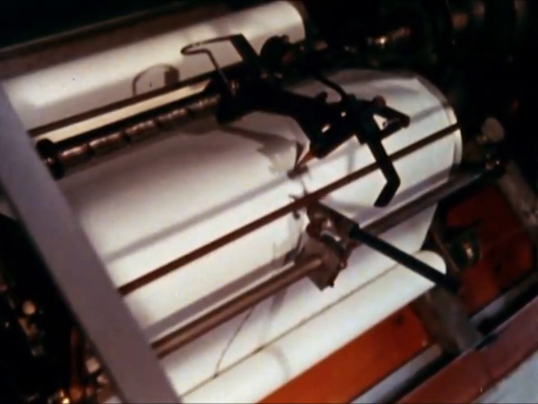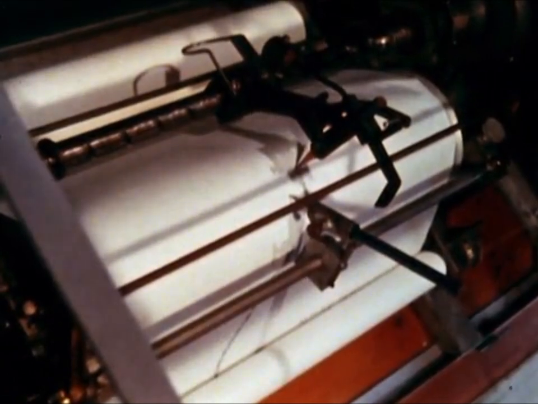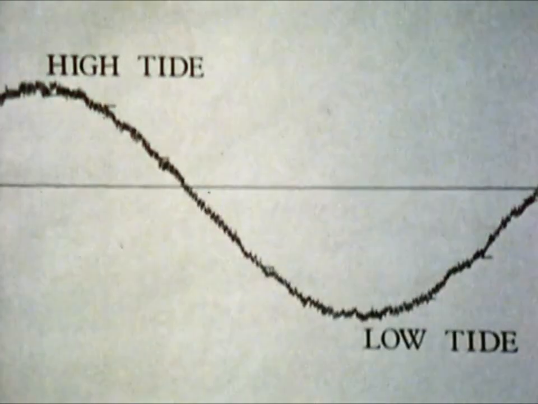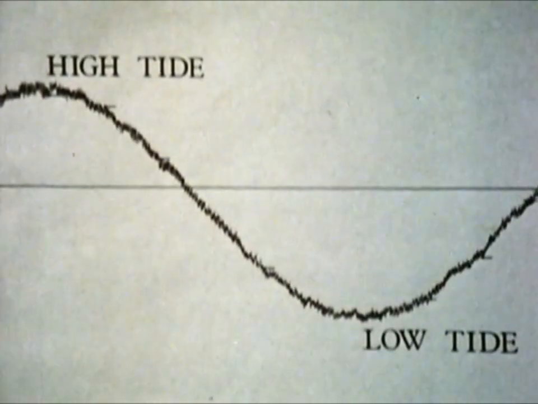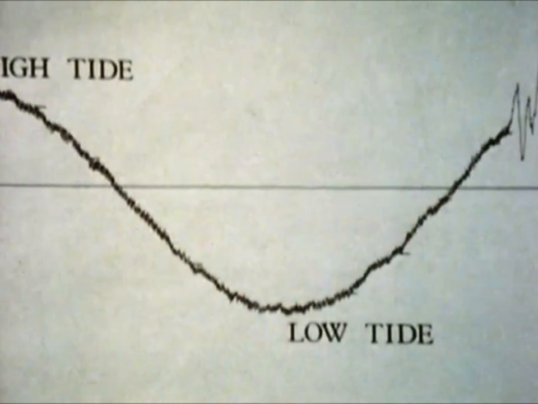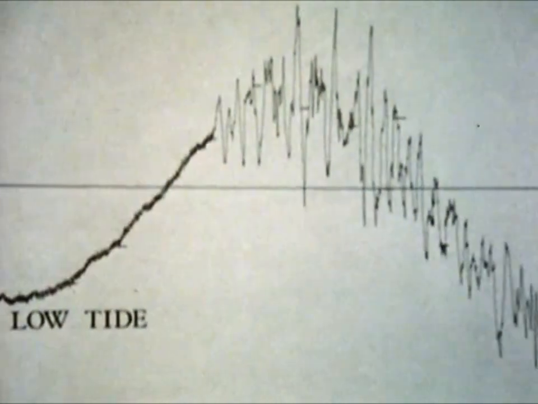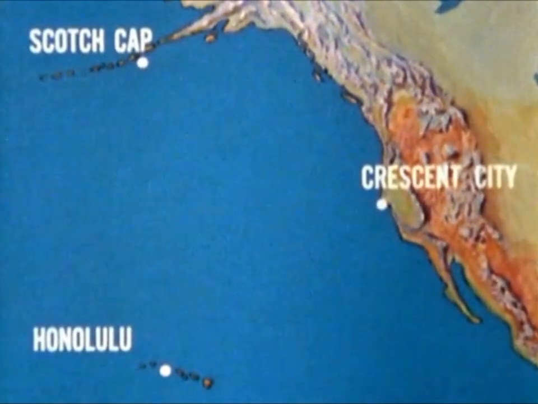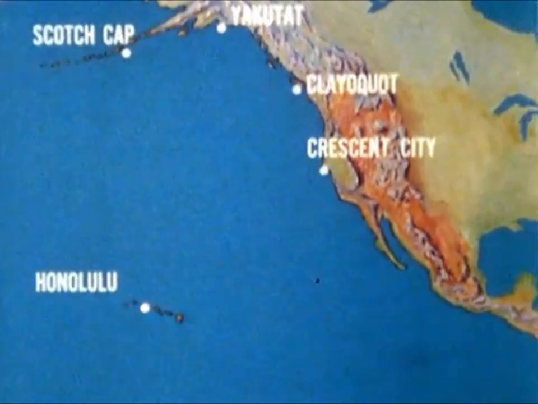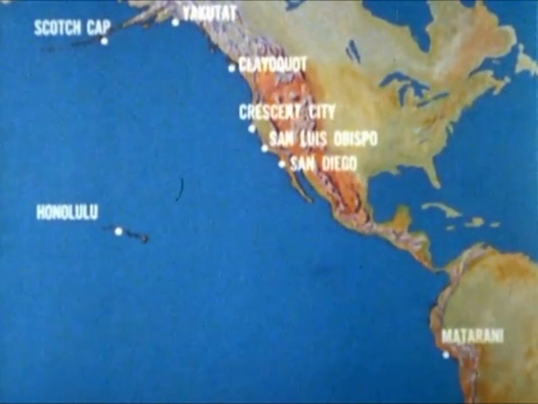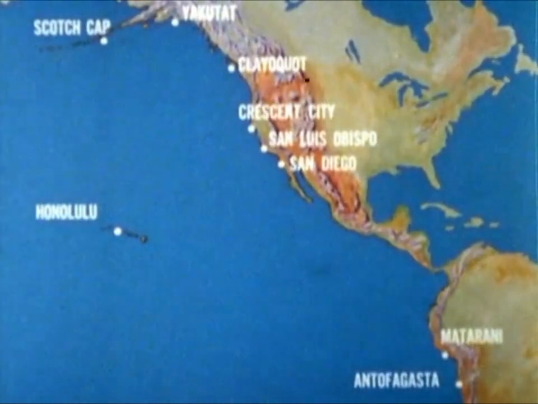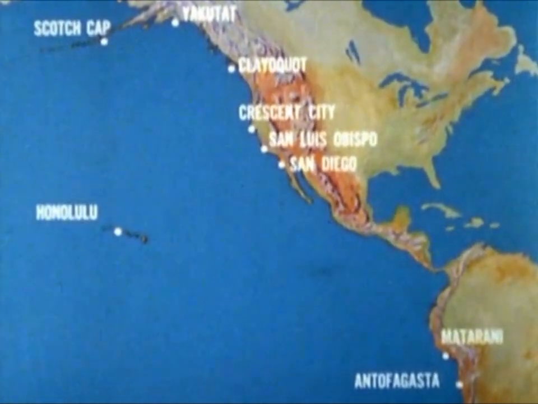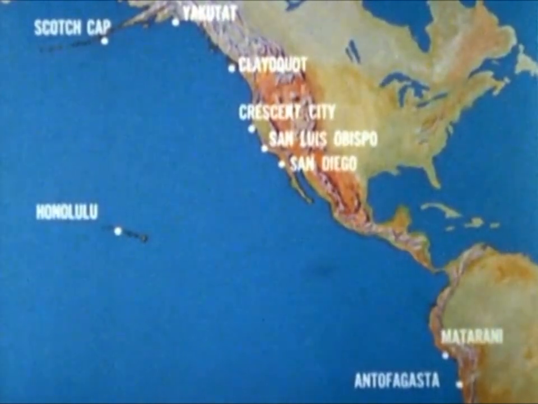On the coast of California, a tide measuring station in Crescent City was recording the normal rise and fall of the tides. At almost exactly the same time that the huge waves hit Hawaii, this station also recorded sudden large changes in sea level. In addition to these 3 locations, unusual waves were also recorded at several other tide measuring stations along the coast of North and South America. The farther away from Alaska each station was, the later the waves arrived at that station.